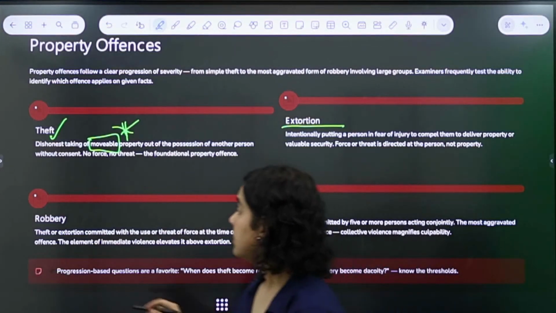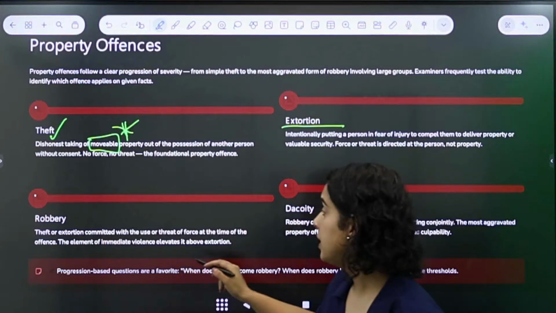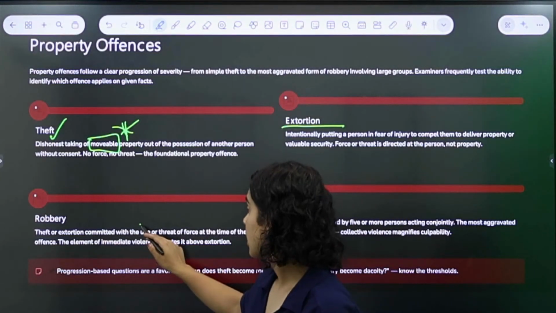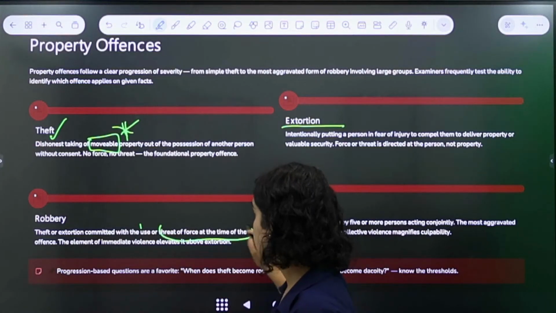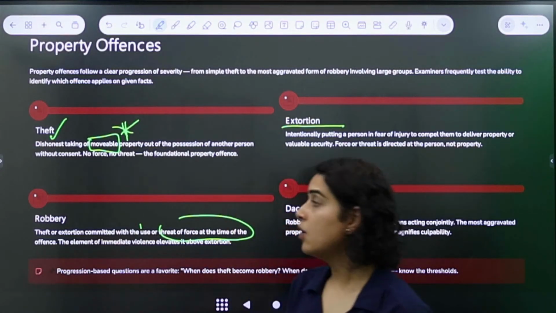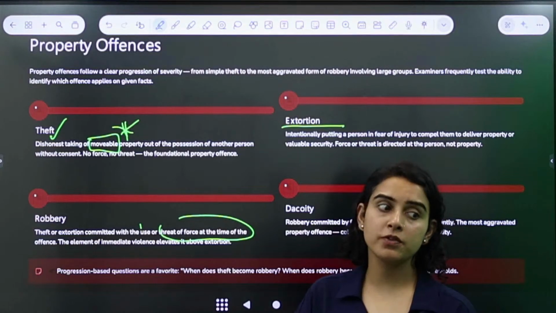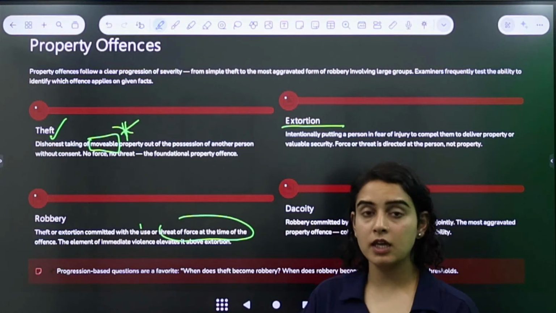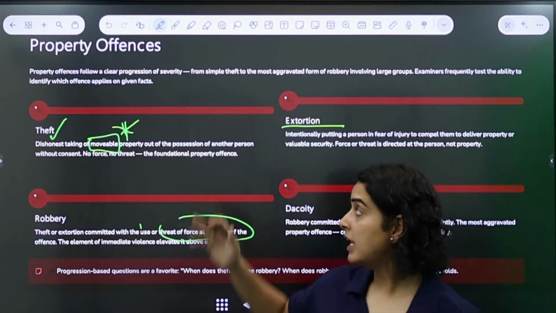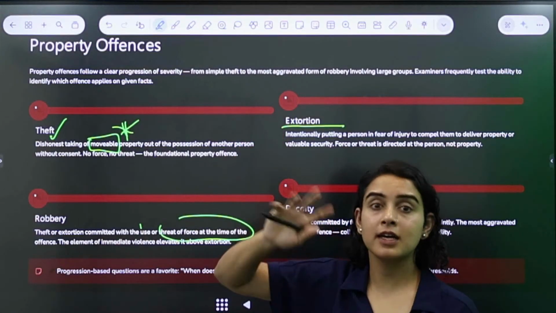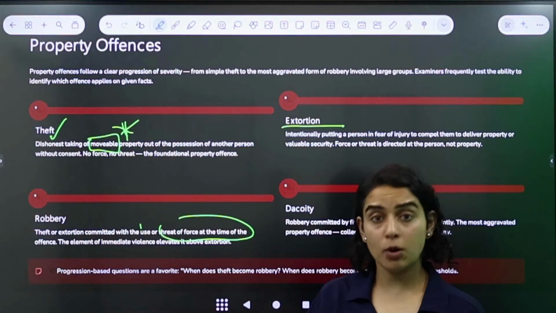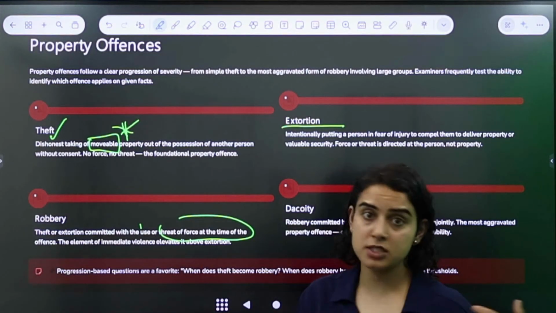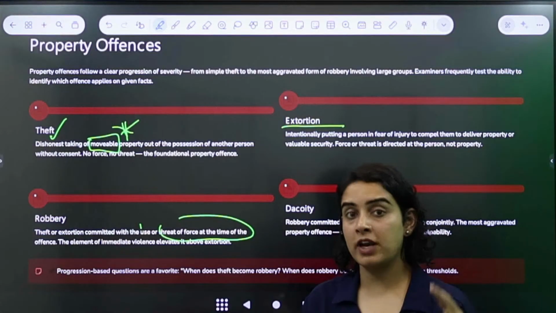Now, theft or extortion committed with the use or threat of force at the time of offense. Now, robbery is again a sort of theft only. In theft, you're not using criminal force, you're not threatening someone. In robbery, you are taking away someone's movable property, but you're threatening them.